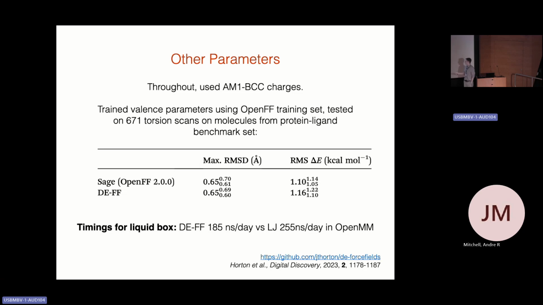And I've put some timings here as well for like 1,000 water molecules in OpenMM. It's a bit slower than the Lennard-Jones, but not significantly. And we haven't really optimized anything yet.